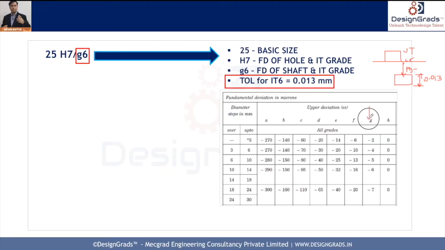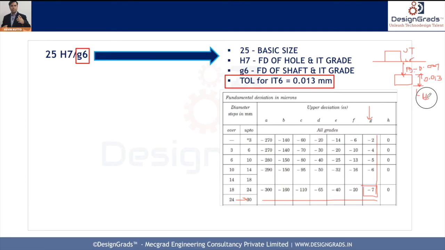Where is the G? G is here, and we have 25. 25 lies here. So if I go down from here and if I go down from here, I'm going to get a fundamental deviation which is -7, and which makes sense. It is minus because it is below the 0 line. So 7 is in microns, so 0.007 millimeters. We have to divide it by 1000. That's how we convert microns into millimeters, 0.007. So once we have this fundamental deviation, it is very easy to get the upper limit and lower limit.